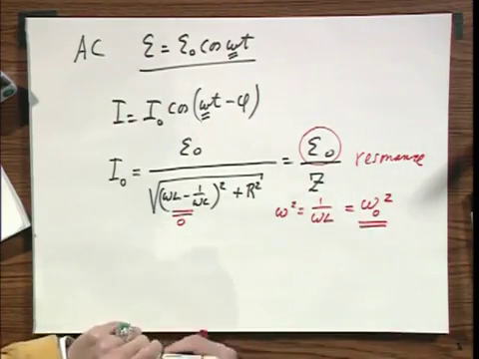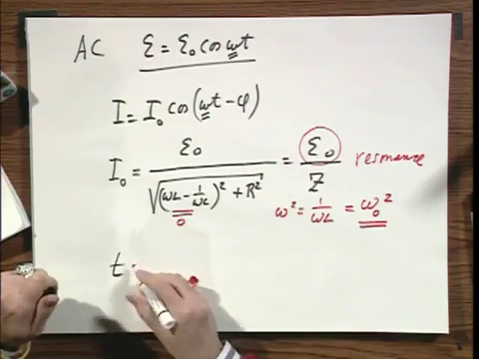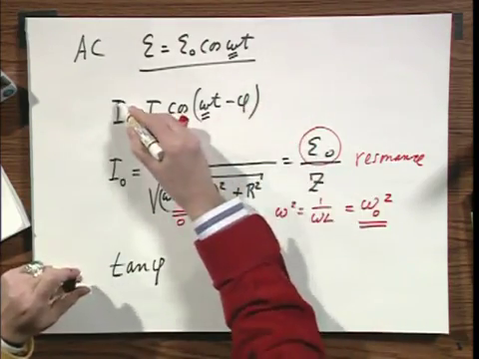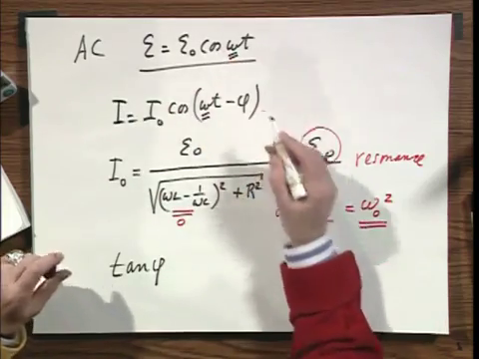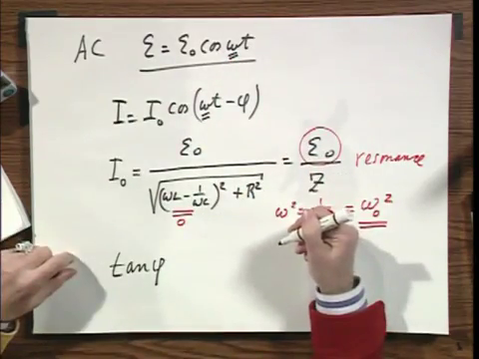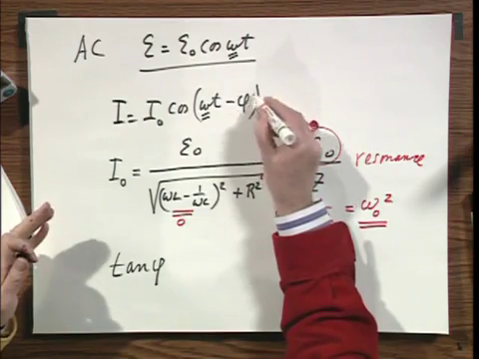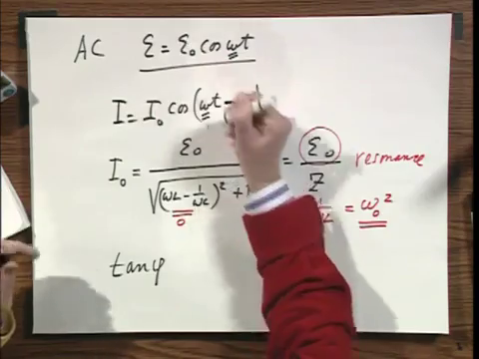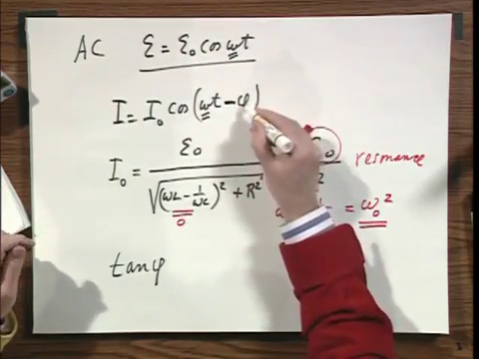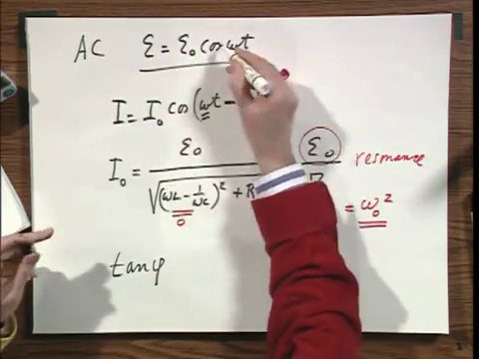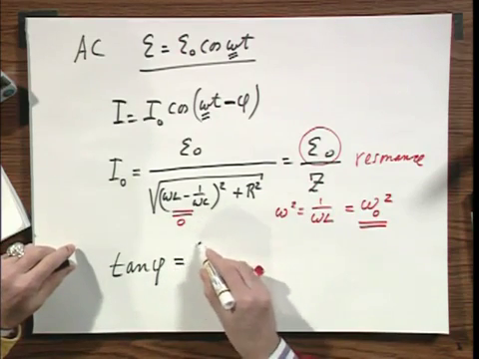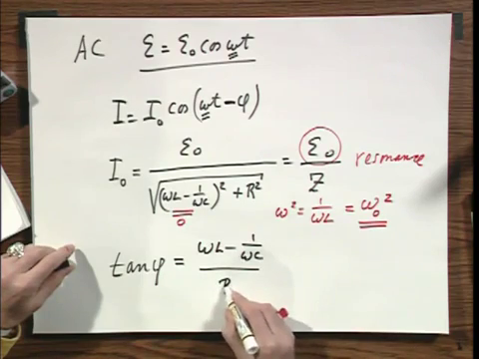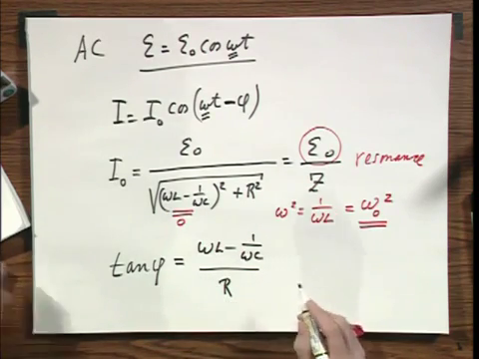The tangent of phi, and phi indicates the phase difference between the current and the driving voltage. When phi is positive, because there's a minus sign here, the current is behind the driving voltage. When phi is negative, the current is ahead of the driving voltage. This equals omega L minus 1 over omega C, divided by R. And I will get back to this.